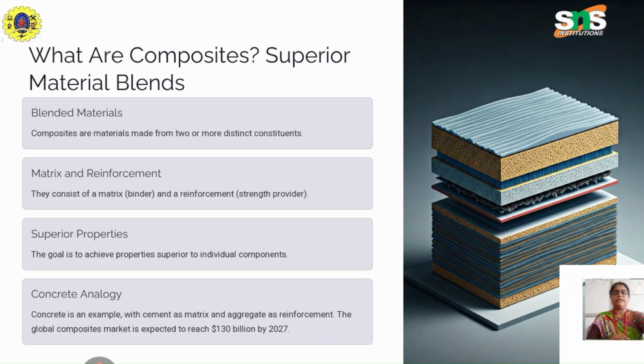What are composites? When we go for composites, they are superior material blends. Superior material blends means they are even superior to the polymer materials. So they are blended materials. Composites are materials made from two or more distinct constituents. It does not contain a single material, but it has different materials.